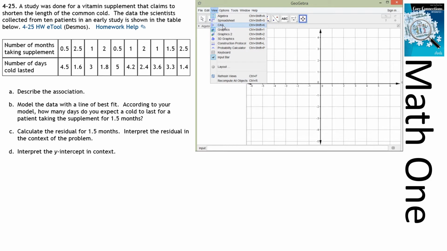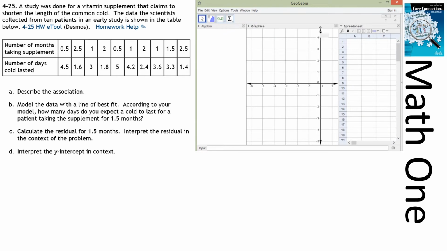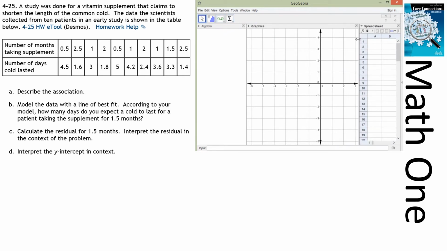What we're going to do, however, is activate the spreadsheet because we want to look at this data. So I've activated the spreadsheet, and we only need the first two columns, so I'll slide this over a little bit. So you can see column A and column B. In column A, I'm going to enter the number of months that a participant in the study was taking the supplement. And in column B, we're going to enter the number of days that their reported cold lasted. So we'll start with just entering this first row. It's a row in the problem, but we're going to enter it as a column.